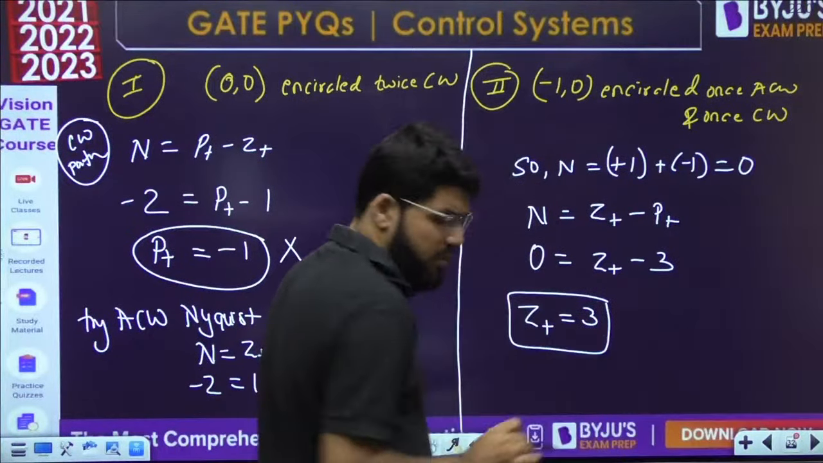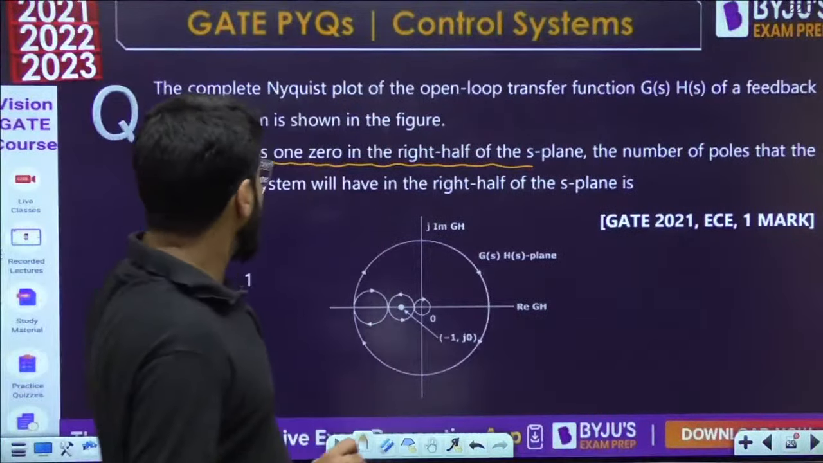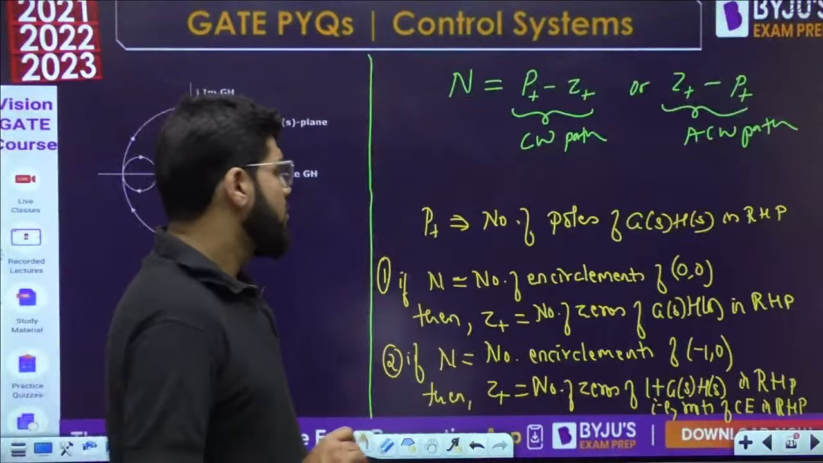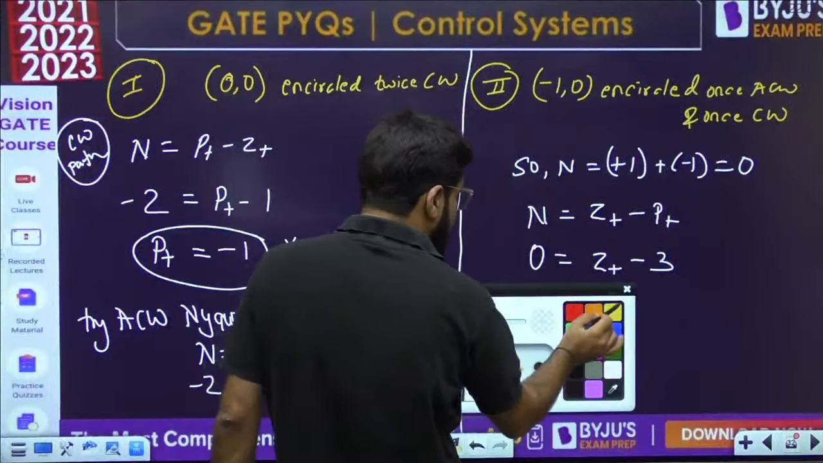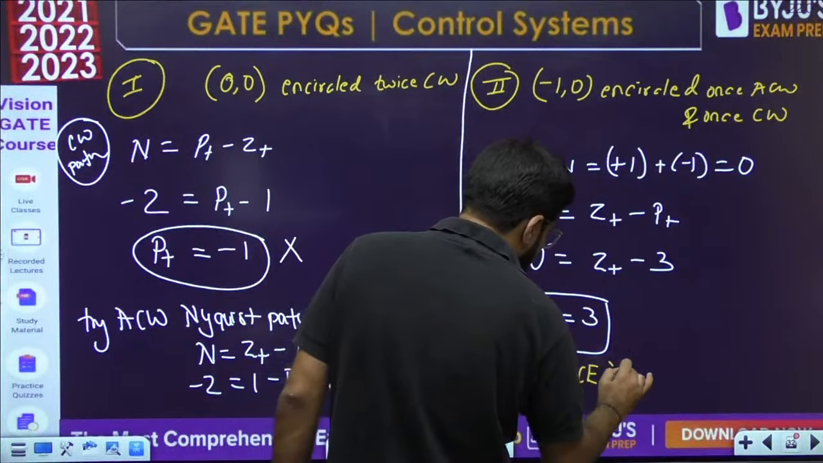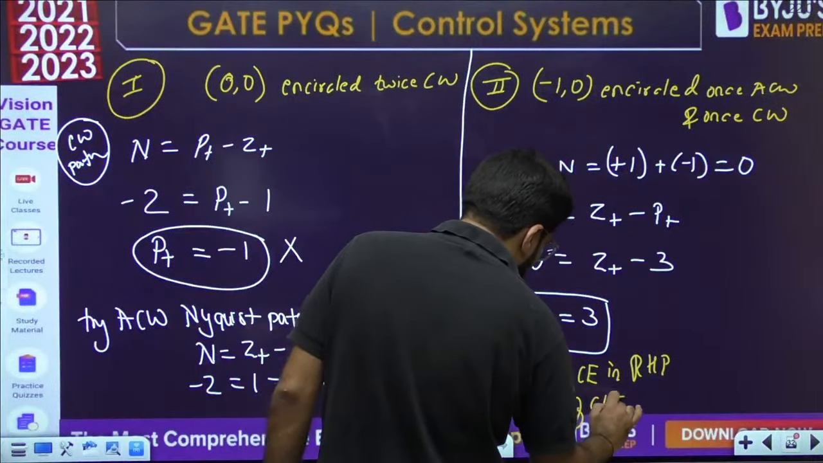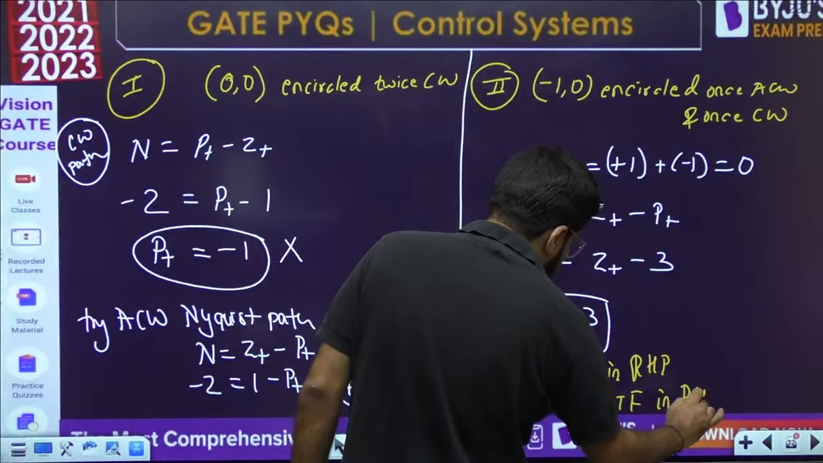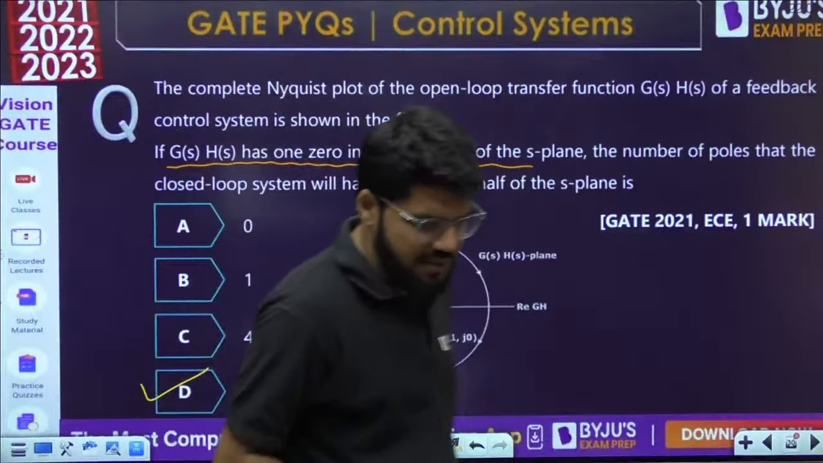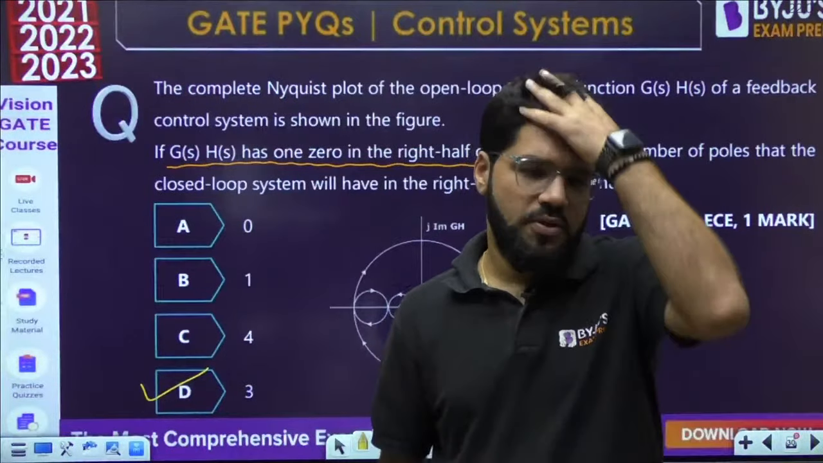Now, this is the Z plus we are actually looking for, because question finally asked you the number of poles of the closed loop system. Number of poles of closed loop system means roots of characteristic equation in the RHP. Again I tell you, because you have noted the encirclement of -1 comma 0, so what is the Z plus? Roots of characteristic equation in RHP, and roots of characteristic equation in RHP are also equal to the poles of the closed loop transfer function actually. So one and the same thing. The final answer should be the 3, option number D. A very good conceptual question. We are using the encirclement of both -1 comma 0 and 0 comma 0 here.